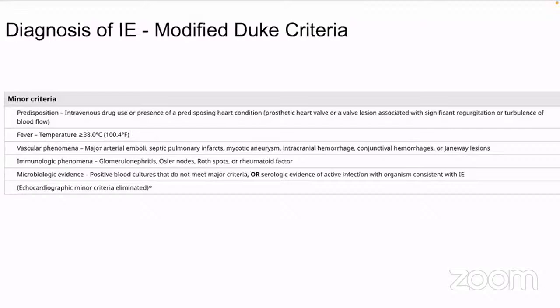Microbiological evidence: positive blood cultures that do not meet the major criteria, or serological evidence of active infection with an organism consistent with infective endocarditis.